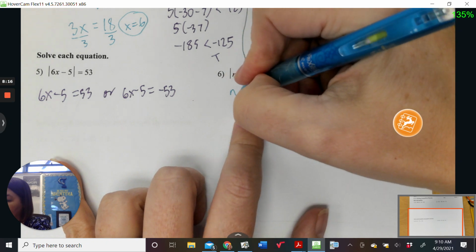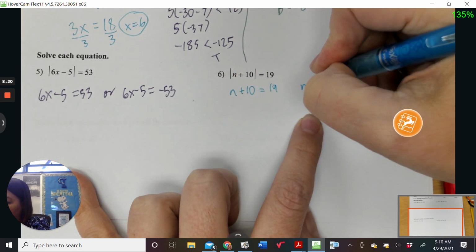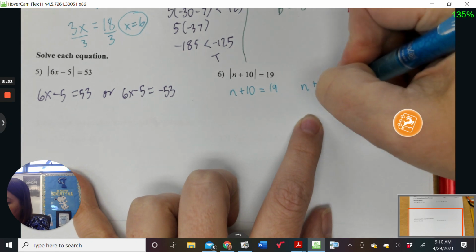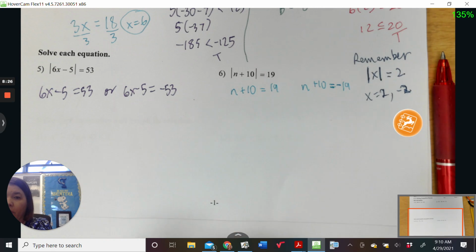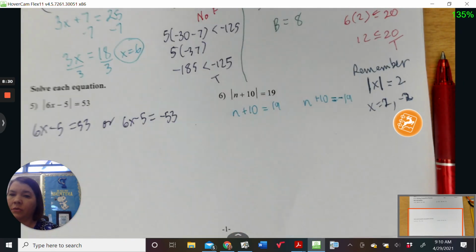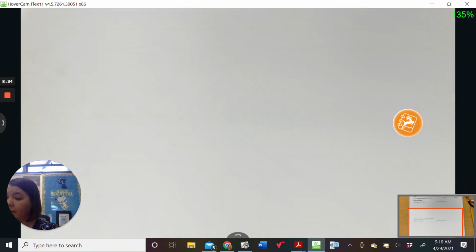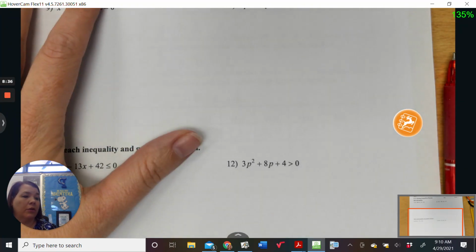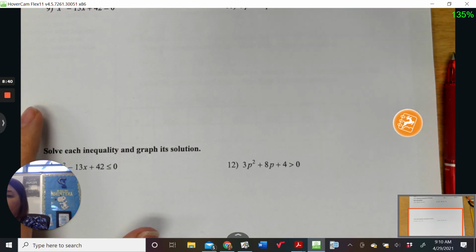For this one, I'll have these two equations. Either it's 19 or it's negative 19. And this time I will not get fractions, but that's because n does not have a number in front of it. And just solve those. No big deal. I'm going to leave those for you to do. You're expecting 2 answers, and that's your basic idea. So let's go ahead and jump to the next set of problems.